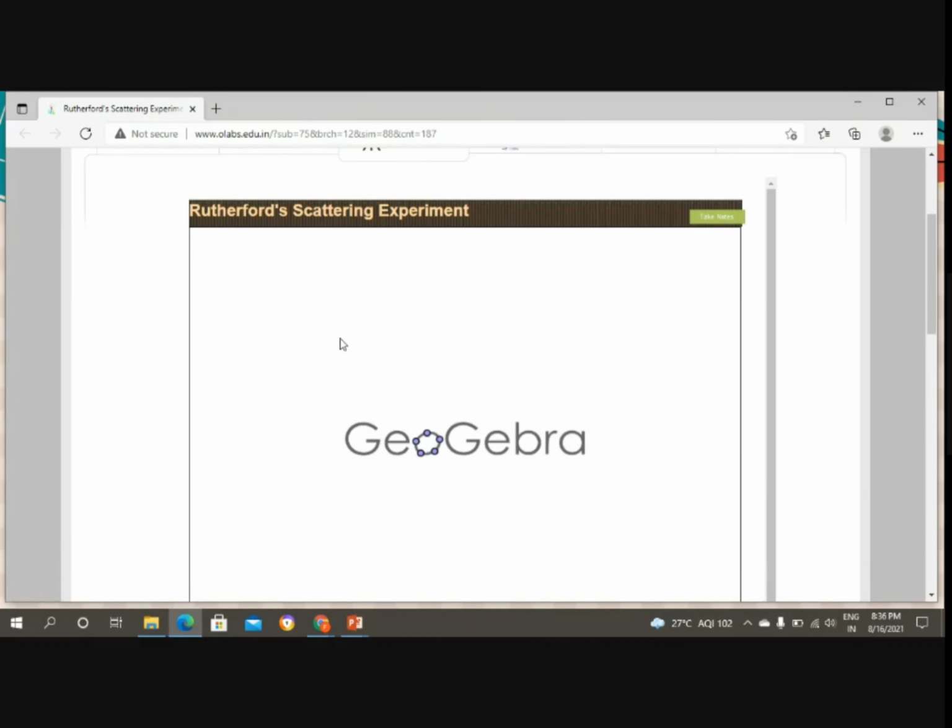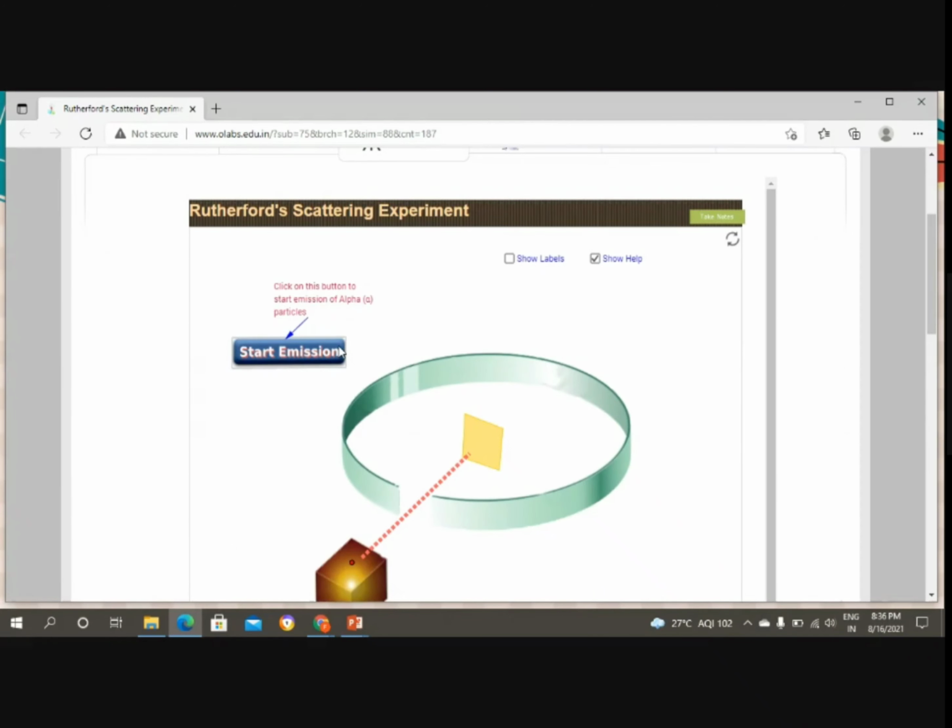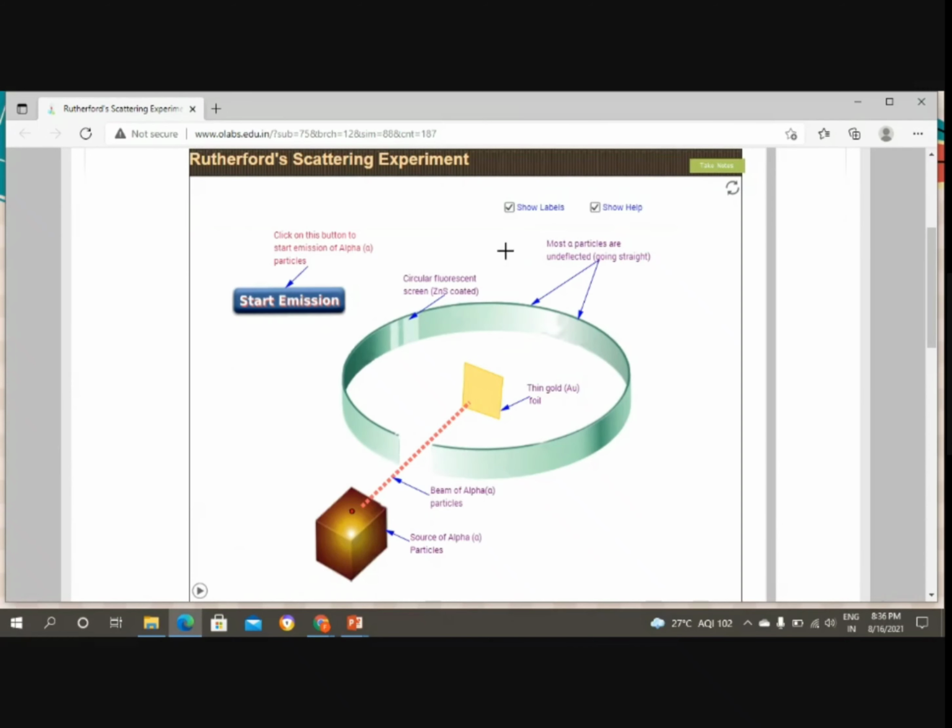Students, we saw that he used a very thinly sliced gold foil. So this is the gold foil that he used. This was the source from where the alpha particles were emitted, and this entire thing is a scintillation screen. So let us see what happened when he performed this experiment. Students, I want you all to observe this very carefully.